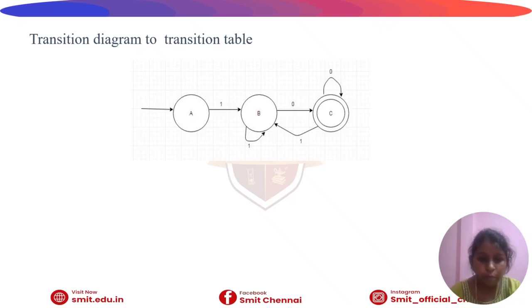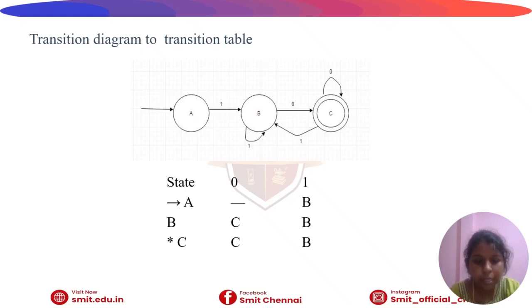Now we are going to see the transition diagram to transition table conversion. If they have given the transition diagram, we need to write the transition table. As I said earlier, the front arrow mark at A represents the initial state, and the double circle represents the final state. Here A is the start state and C is the final state. For the input 0, it is empty. For 1, it goes to B.